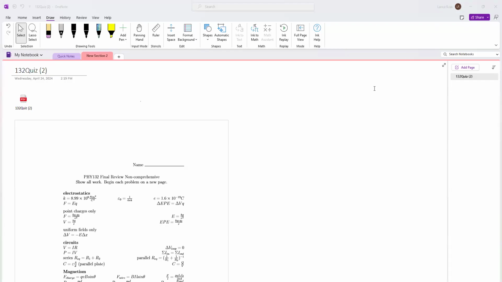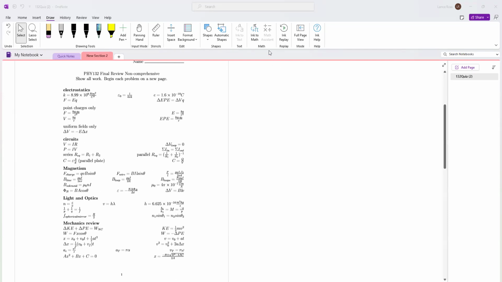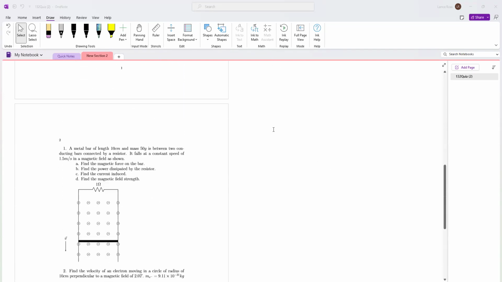All right, we're going to work through the final review. Question 1, we have two rails connected by a resistor and a bar that can slide along the rails. The metal bar is 10 centimeters long, has a mass of 50 grams, and it falls at a constant speed of 1.5 meters per second. So as it falls, what happens? Well, there's several ways that we can look at this.